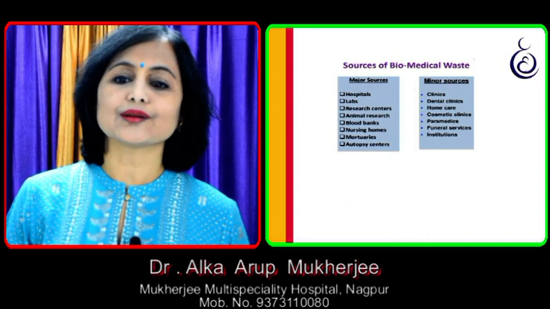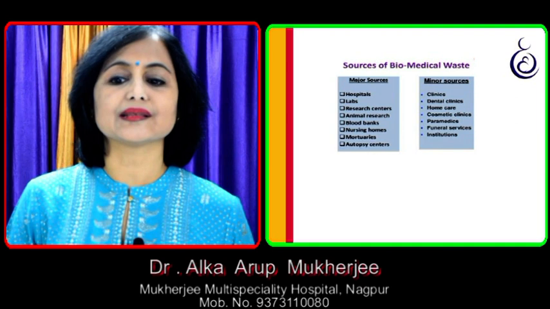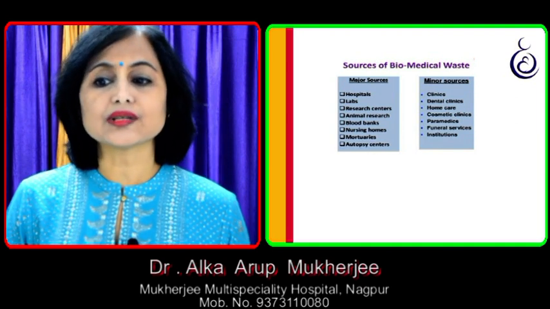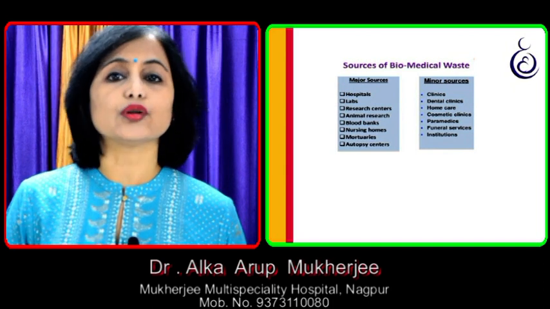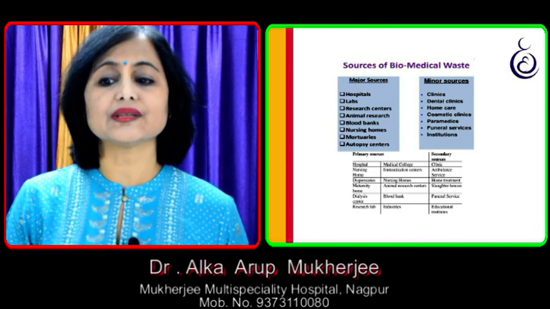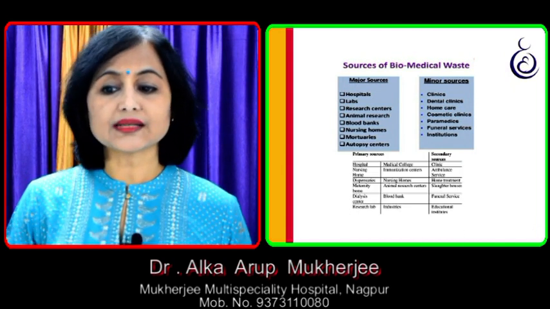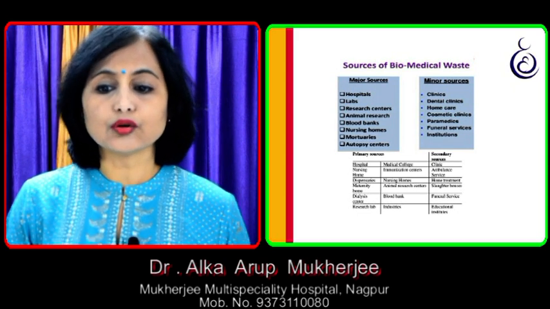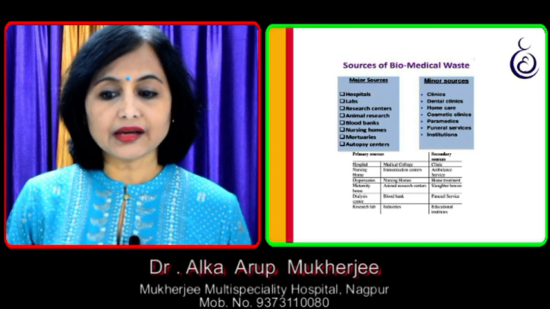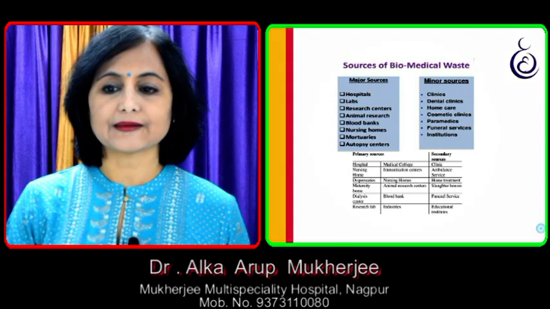There are various sources for biomedical waste, major sources and minor sources. The major sources are hospitals, the labs, the research centers, the animal research, blood banks, nursing homes, mortuaries and autopsy centers. Whereas the minor sources are the clinics, the dental clinics, the home care, cosmetic clinics, paramedics, funeral services and institutions. The primary sources again contain the hospitals like medical colleges, nursing homes, immunization centers, dispensaries, maternity homes, dialysis centers, blood banks, industries and so many things.